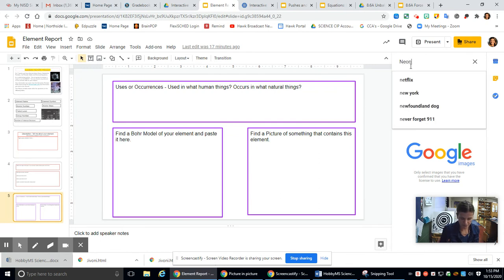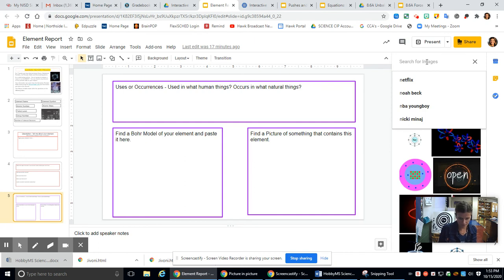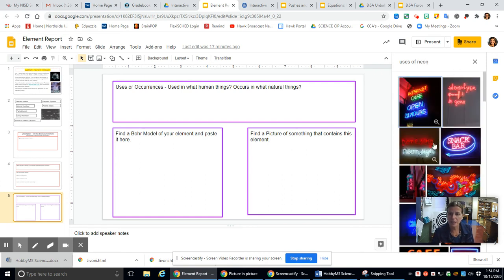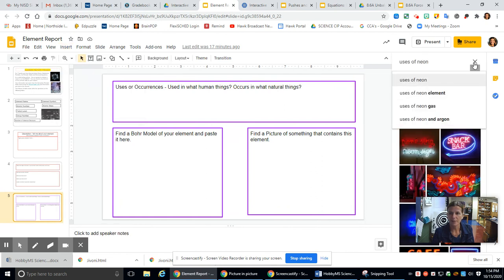So if I wanted to do neon, I could Google neon atom, and that would give me a Bohr model of my neon atom. I could put in here uses for neon. Okay, and then we see lots of nice neon lights that I could put a picture there. So again, how did I do that? I just simply went to Insert, Image, search the web, and then it will pull up for you.